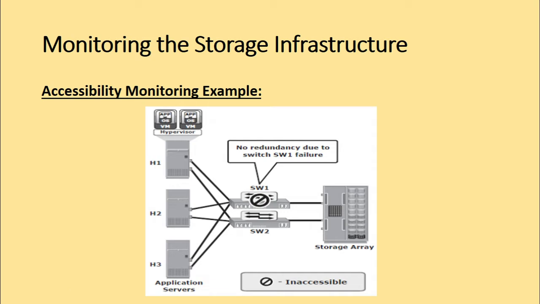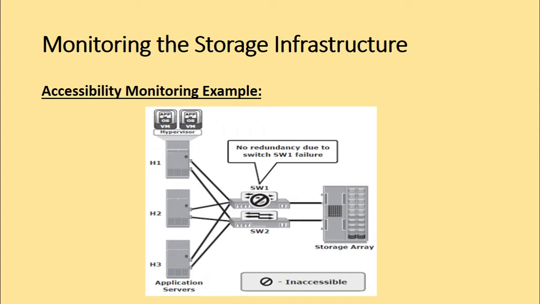Again, all the servers share two storage ports on the storage array, and multipathing software is installed on the servers. If one of the switches, say SW1, fails, the multipathing software initiates the path failover and all the servers continue to access the data through the other switch that is working fine, that is the switch SW2.